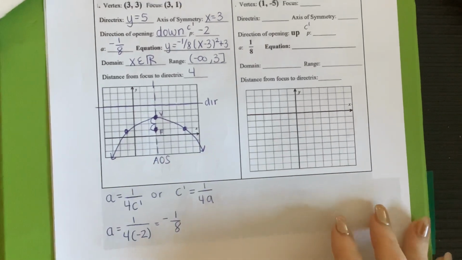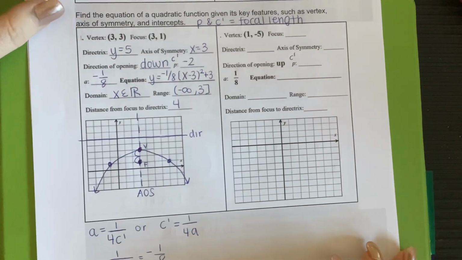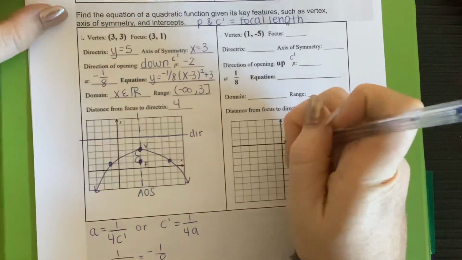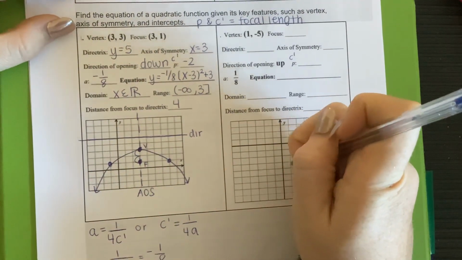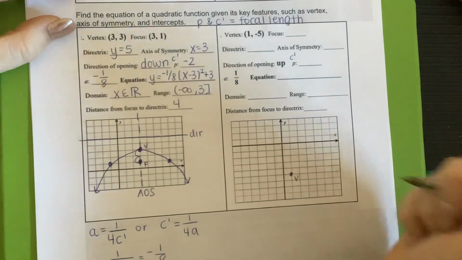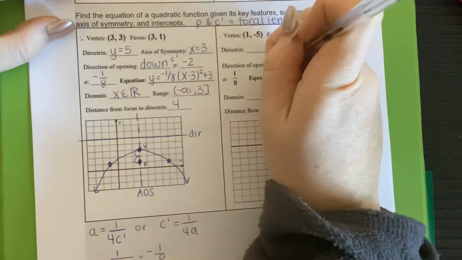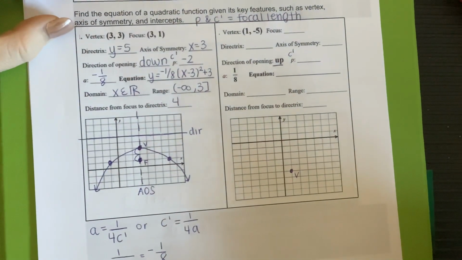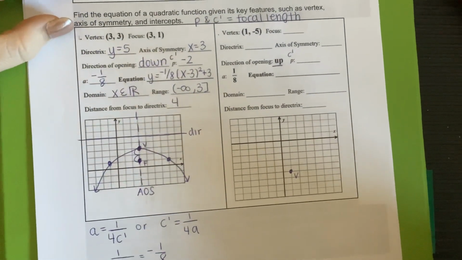Okay, next one. It tells us that our vertex is at 1, -5. So 1 and then -1, 2, 3, 4, 5. This is our vertex. It tells us that it opens up, and then it tells us that our A value is 1/8.